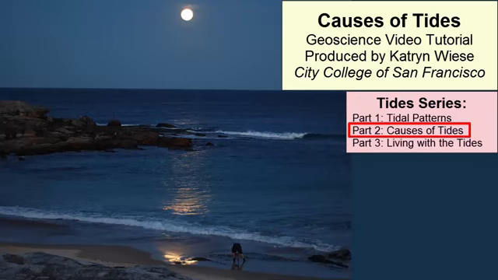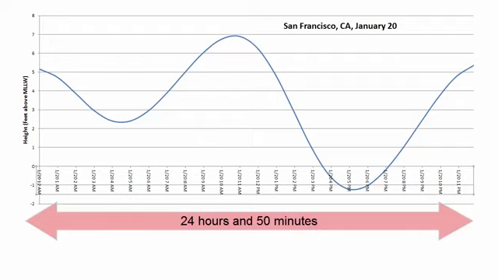In the first video tutorial of this series, we studied tidal data from many locations worldwide and learned how tides behave. In this video tutorial, we will explore the causes of that behavior. First of all, we know that most tidal waves have a period of one wave every 12 hours and 25 minutes, otherwise stated as two waves every 24 hours and 50 minutes.